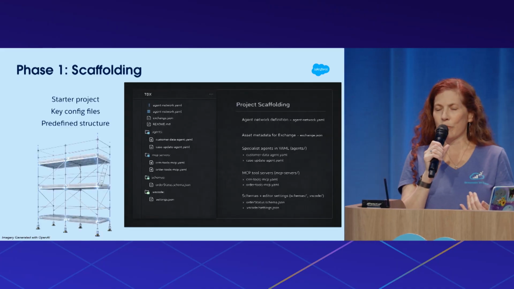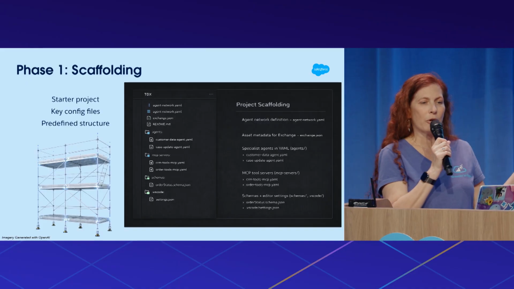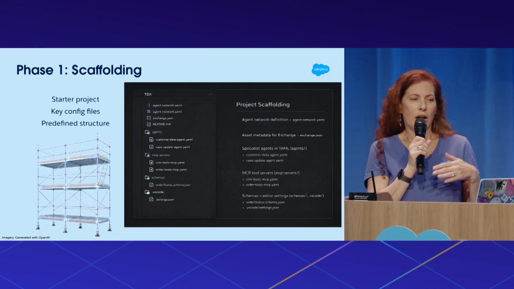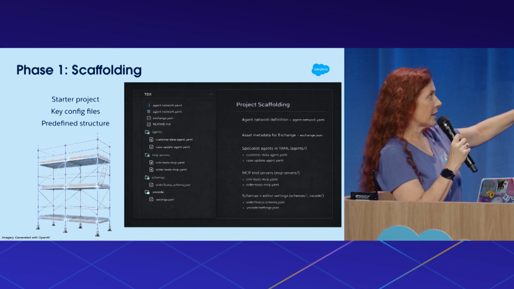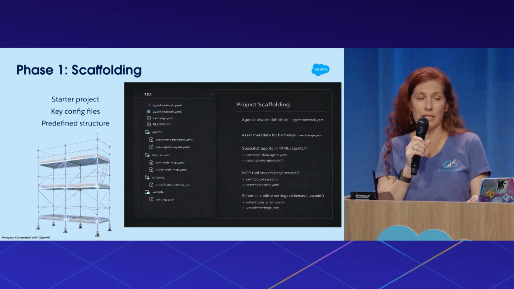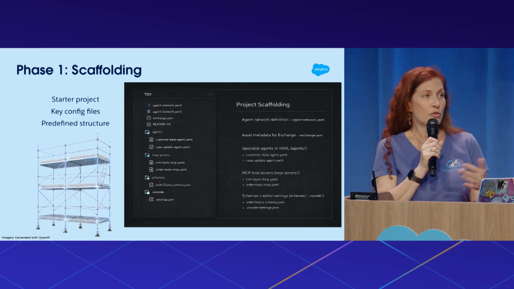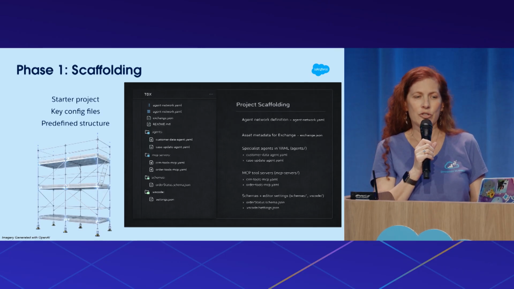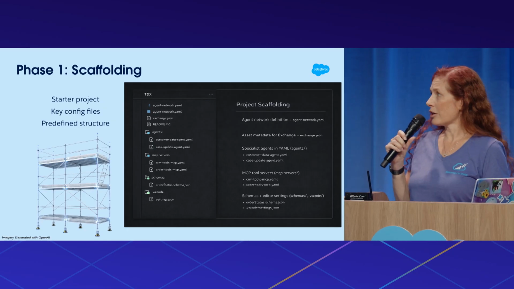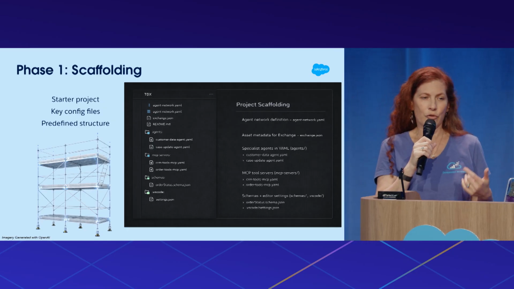So in phase 1, we start with scaffolding. This is where Anypoint tooling actually gives you a starter project structure that gives you the key configuration files already laid out, as you can see here on the left. The important thing here isn't just speed, it's consistency. By standardizing the structure, teams don't have to make architectural decisions every time they start something new. You're essentially giving everyone the same starting point, which is critical for scale.